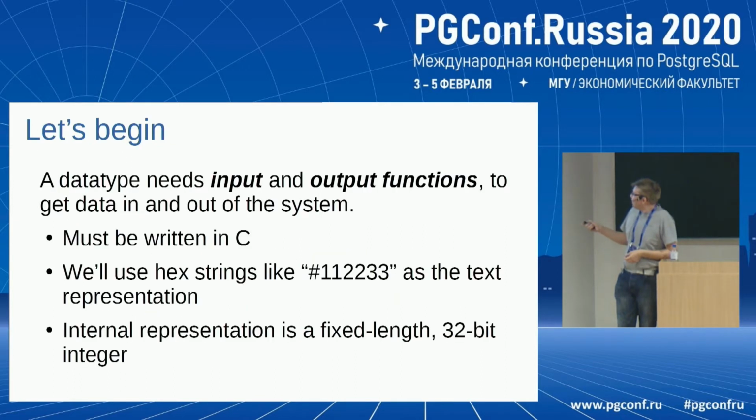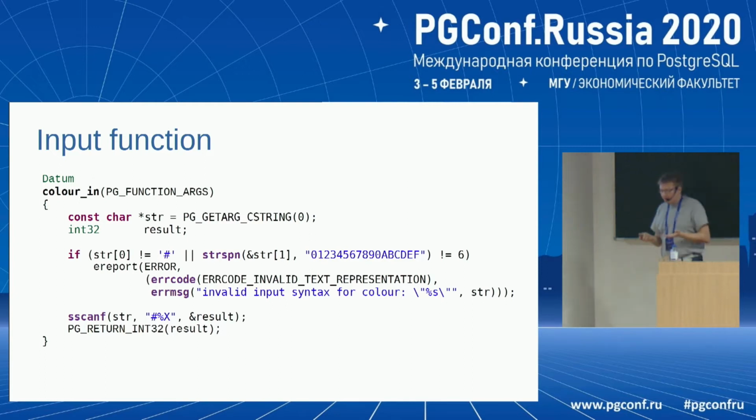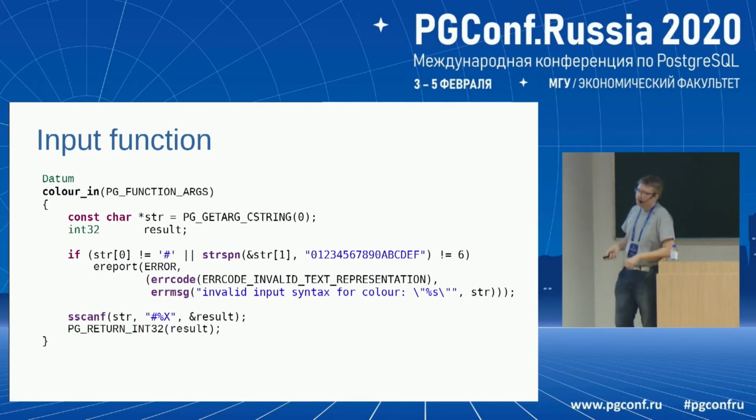We're going to accept strings like this with the hash in front and then the numerical values of the red, green, and blue components. So this is what the input function will look like. You get a string as an argument, and then we have some C code to check what it looks like. It has to begin with a hash, and then it has to have hex digits. If it doesn't, then you throw an error. And then you use the standard libc functions to convert it to an integer. That's pretty simple.